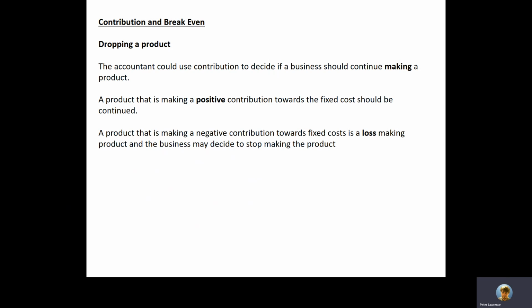So we're going to look at making some decisions using contribution and break even. So the accountant could use contribution to decide whether to continue making a product or not. The thing that we want to make sure of is that the product is making a positive contribution towards the fixed cost. Anything that's making a negative contribution is loss making, and we may decide to drop the product. Not always, but we might decide to drop it.